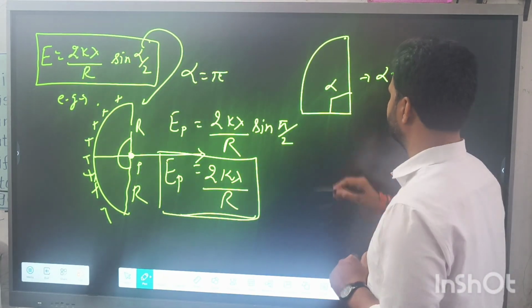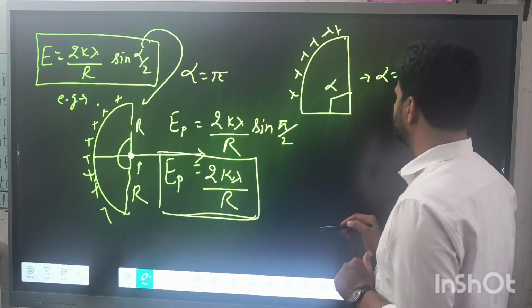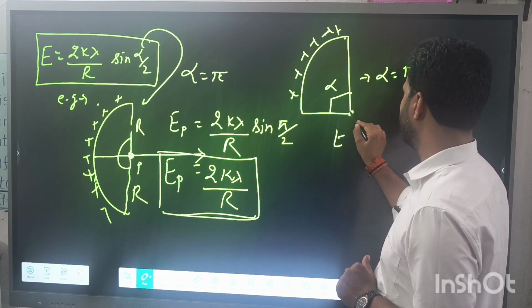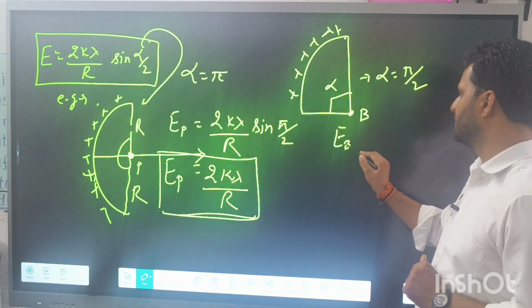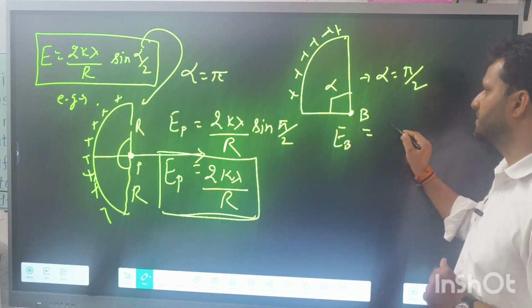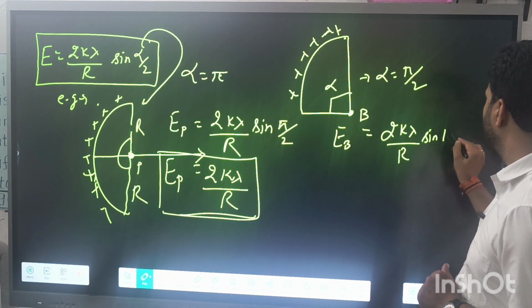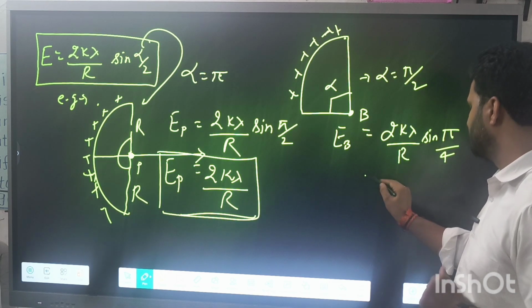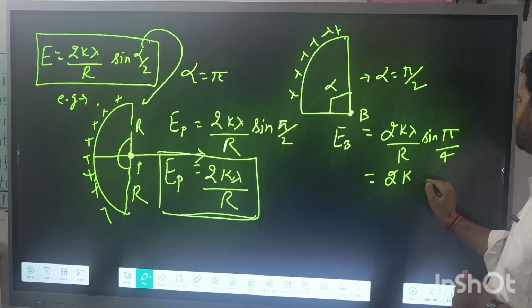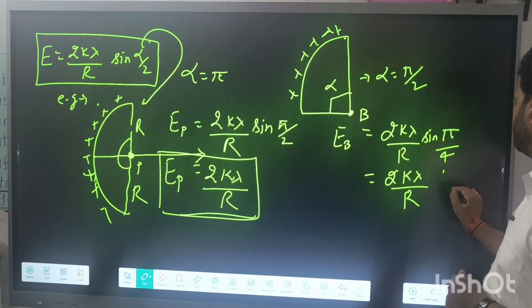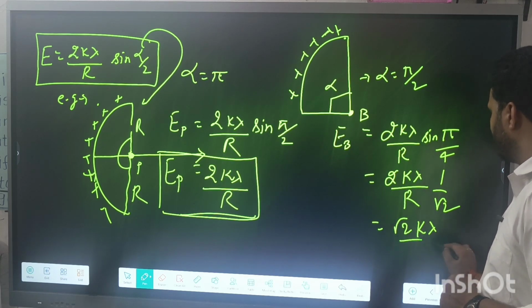This is 90. If I take this positive charge, what will we get for the value? If I want to calculate the electric field intensity at point P, we can use that resultant value. What do we observe? 2k lambda upon r sine pi by 4, and sine pi by 4 is what? Sine 45. So the value becomes k lambda upon r times 1 by root 2, which is root 2 k lambda upon r.